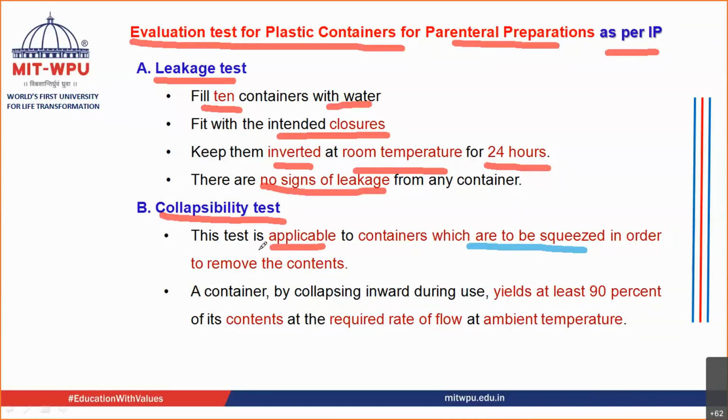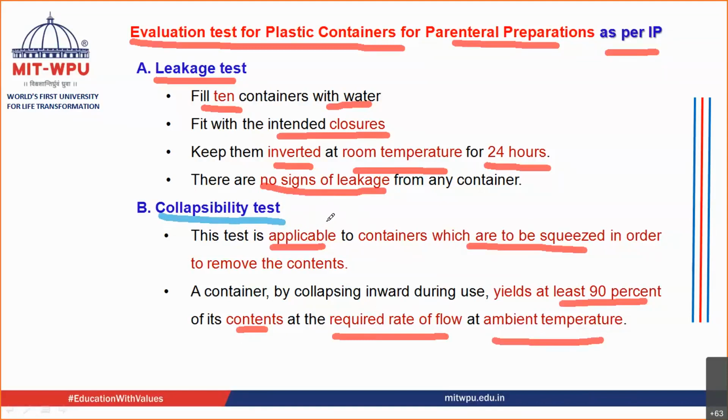So what you are going to do is take the containers, fill them, and press them. At least 90% of the contents should be removed at the required rate of flow at ambient temperature. When 90% of the contents get removed from the container, then you can say that the collapsibility test is passing, because you want the contents to be removed from the container.